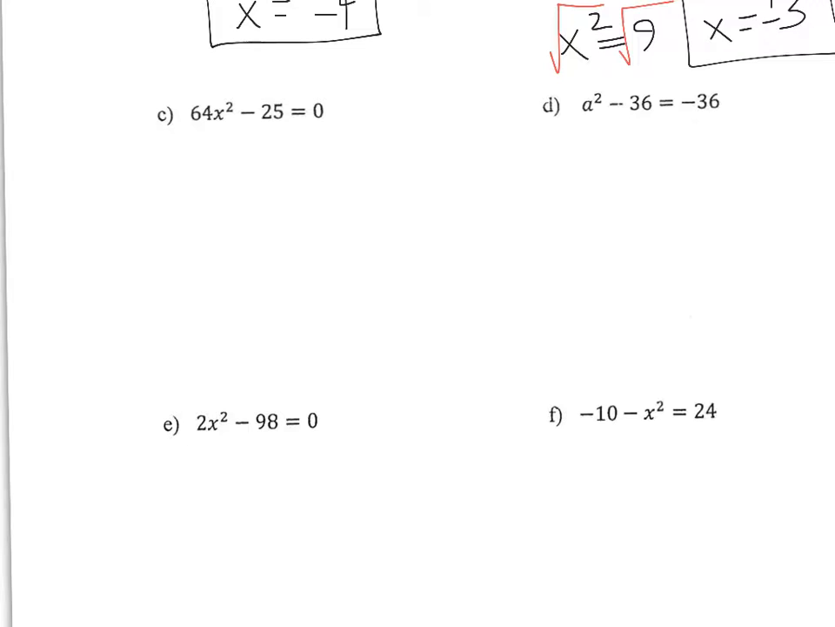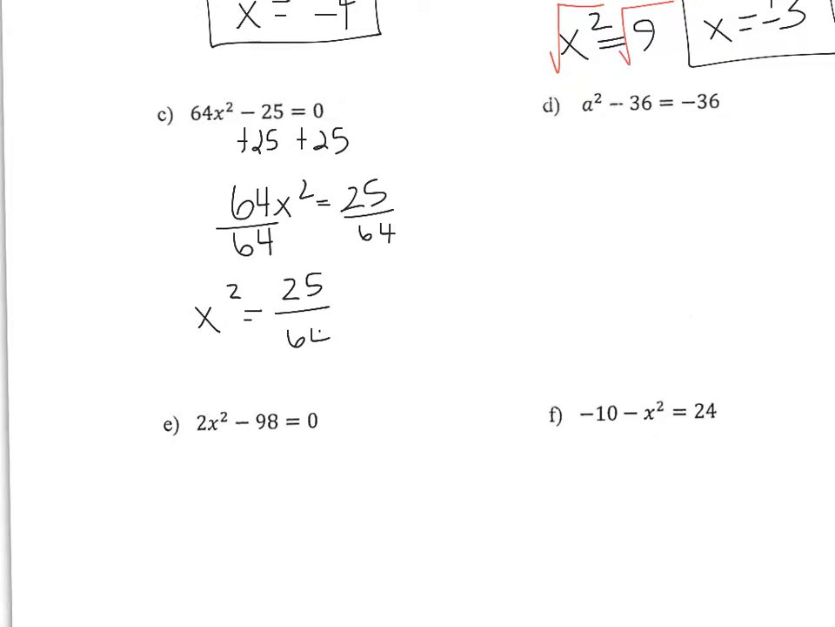Letter C, I'm going to get x squared by itself, so I'm going to add 25. So I have 64x squared equals 25. Divide by 64. So x squared equals 25 over 64. So I'm going to do the inverse, which is x equals plus or minus. So remember, if you have square roots, you can break this up as the square root of 25 over the square root of 64. So this is plus or minus 5/8 is my answer.